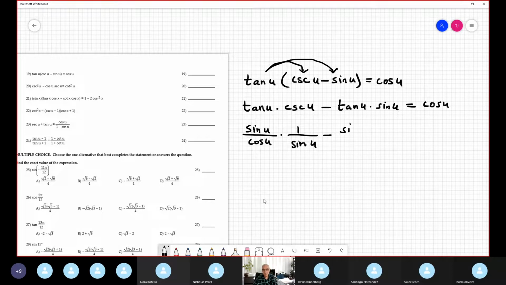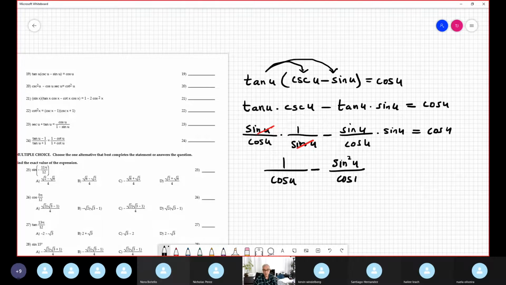Likewise, sine U over cosine U times sine U equal cosine U. Wow, I like that. This is cancelled out. Pam pam. This and this, no. Why not? Because sine and sine are in the top. So this is a square. So basically, so far we have 1 over cosine U minus sine squared U divided by cosine. Everyone follow me so far?